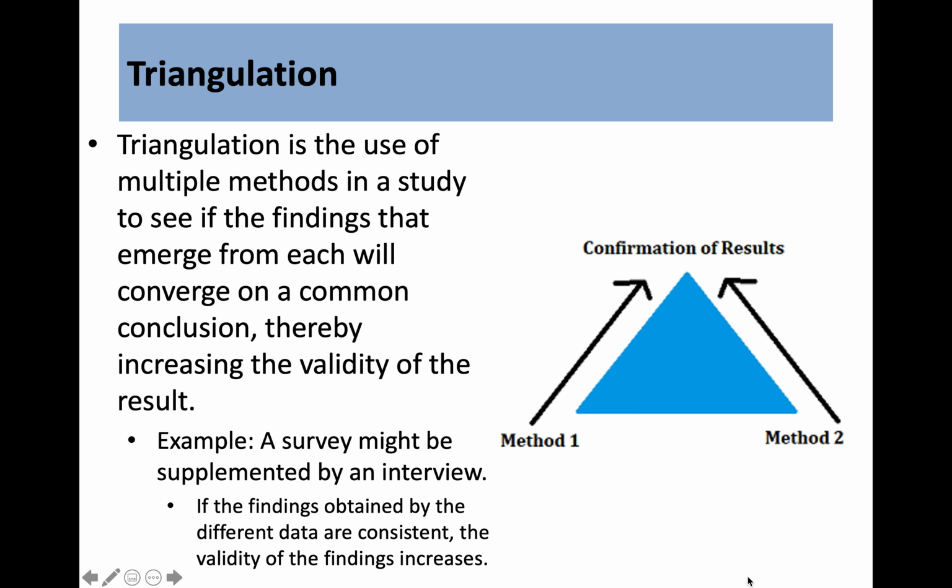Triangulation is the use of multiple methods in a study to see if the findings that emerge from each will converge on a common conclusion, thereby increasing the validity of the results. An example would be a survey supplemented by an interview. If the findings obtained by different data are consistent, the validity of the findings is increased.